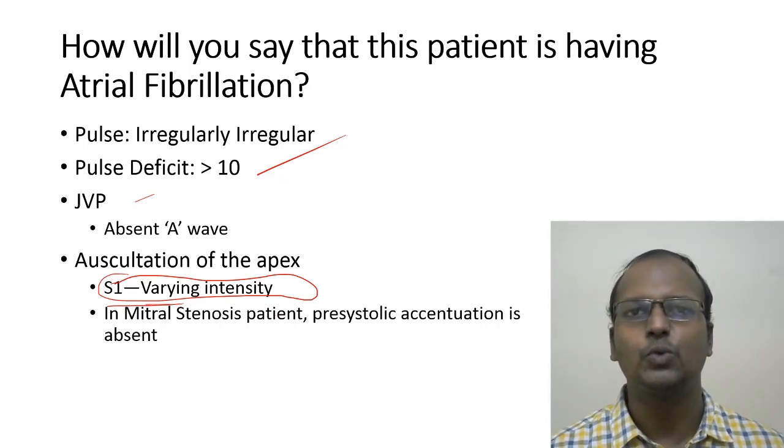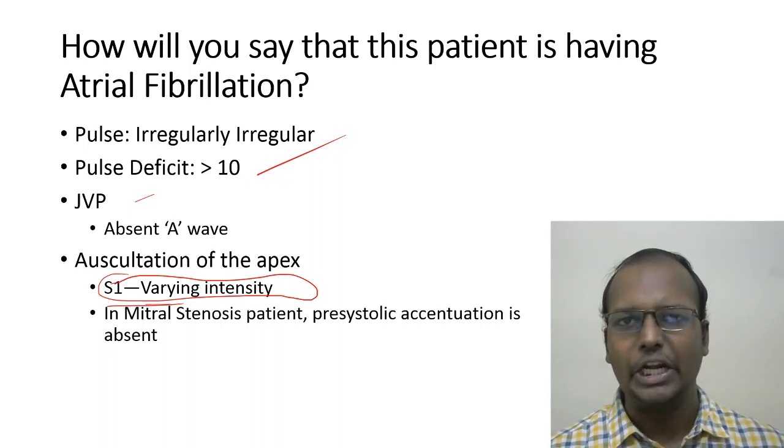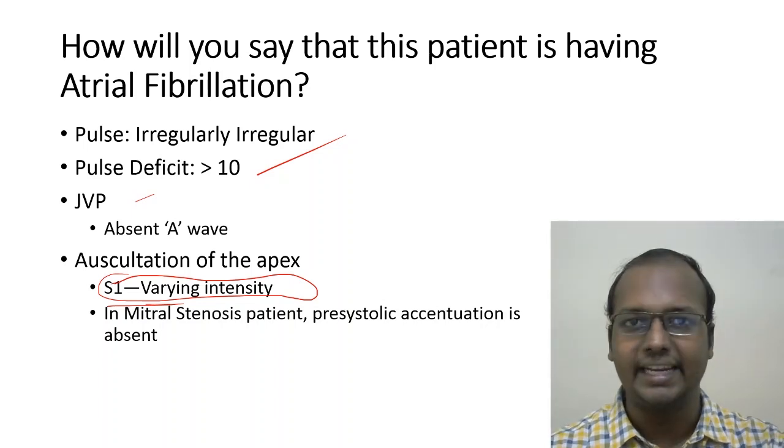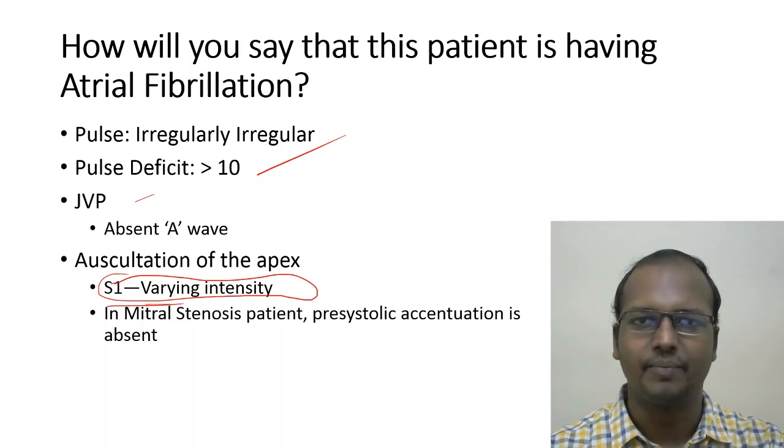So that will cause an S1 of variable intensity. S1 is basically caused by the closure of the atrioventricular valves, and this will be of variable intensity in a patient with atrial fibrillation. If that patient is having mitral stenosis, then the presystolic accentuation will be absent.